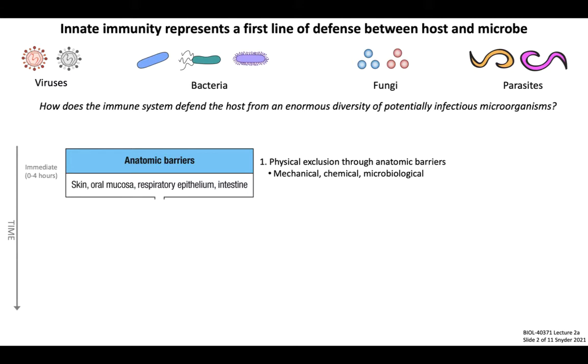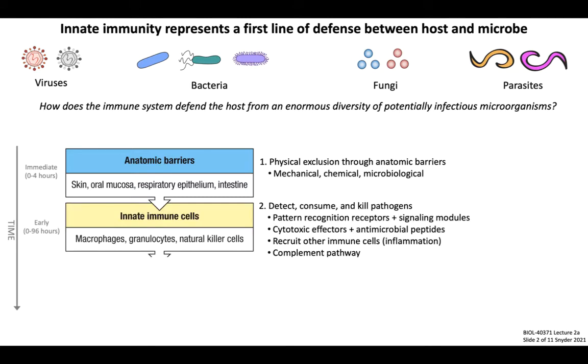So to begin to answer this major overarching question that we'll touch on again and again in this course, we'll first learn about the processes that contribute to immediate or early immune defense. Well, the first of these are anatomic barriers, which are typically epithelial surfaces that physically exclude pathogens through mechanical, chemical, and microbiological mechanisms. These are constitutive barriers that offer immediate forms of protection against infection.